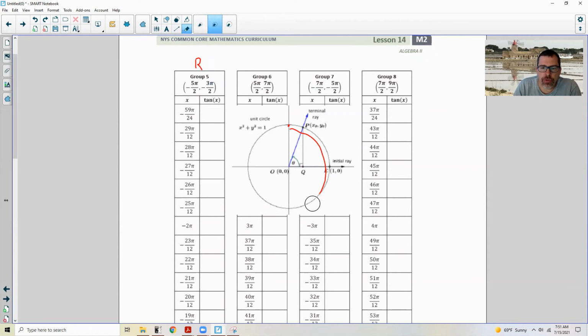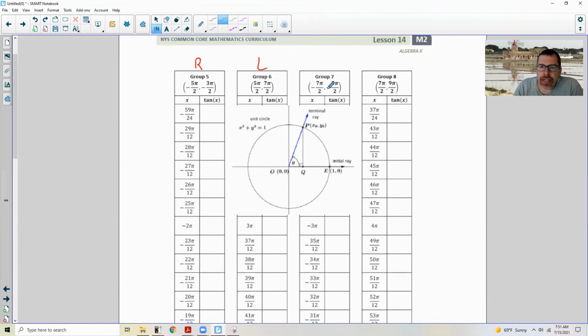If I go on to group 6, that's 5 pi over 2, which would be starting here and going this direction, pi over 2, 2 pi over 2, 3 pi over 2, 4 pi over 2, 5 pi over 2, 6 pi over 2, 7 pi over 2 would be from 5 pi over 2 to 7 pi over 2. That is the left side of the circle.